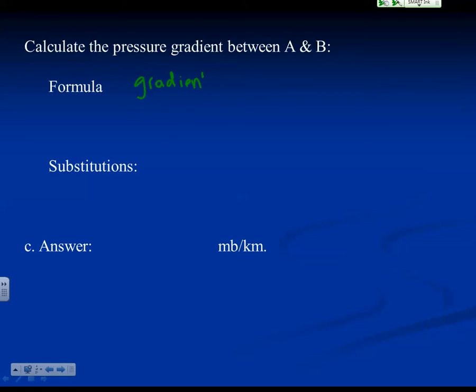And this is a weak spot for a lot of you because they don't like to write this stuff out. But it's free. It's free points. Gradient is the change in the field value over the distance.